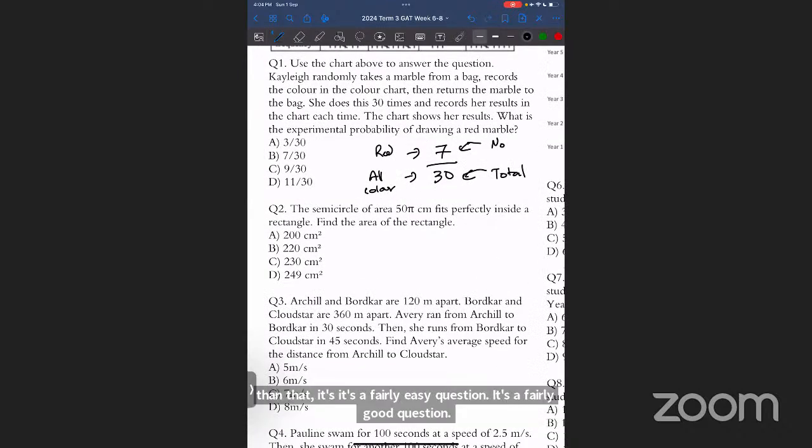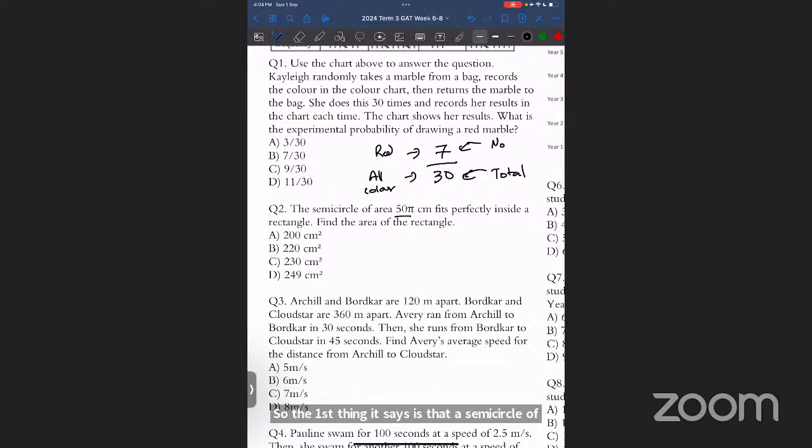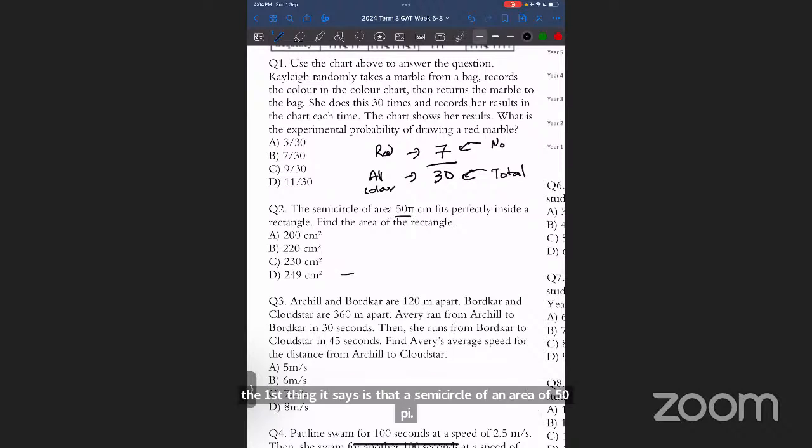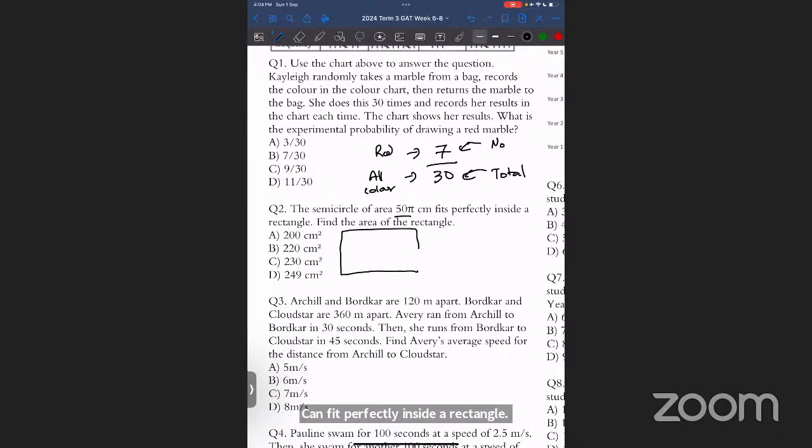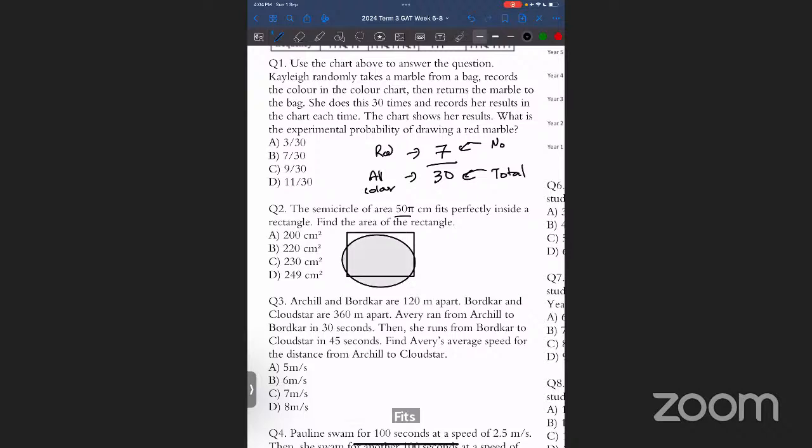The first thing it says is that a semicircle with an area of 50 pi can fit perfectly inside a rectangle. So imagine this is my rectangle. Actually, I'll just draw a proper rectangle. This is my rectangle, right? And then it says that a semicircle fits perfectly inside this rectangle. Oops, it doesn't draw a semicircle, but I'll just draw it like this then. Oh, that's a terrible semicircle. How about this? All right, that's kind of better, right? So a semicircle fits perfectly inside of it.